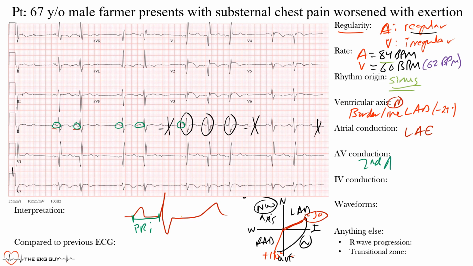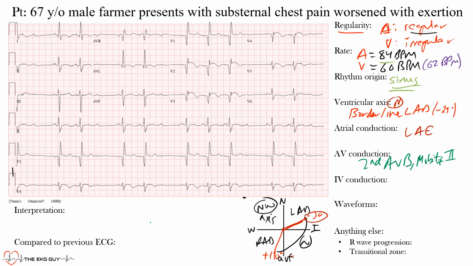So second degree AV block, and this is Mobitz 2. Okay, Mobitz 1 is Wenckebach block, where the PR interval gets lengthened and then you have a dropped beat. Okay, but notice that this is not third degree AV block. You have P waves associated with QRS complexes. Okay, there's certainly association there.